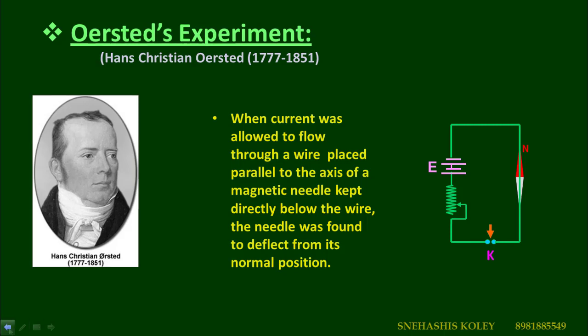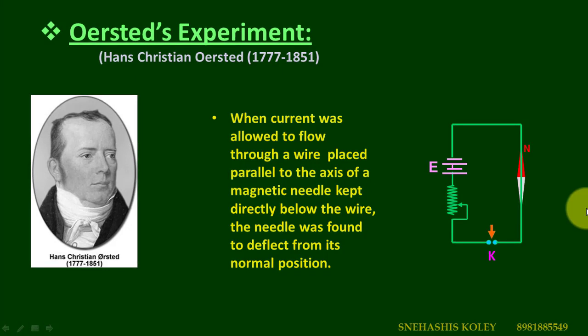The presence of a magnetic field at any point around the current carrying wire can be detected with the help of a compass needle. When the key is open, that is, no current passes through the wire, the needle points in the north-south direction, along the Earth's magnetic field, with the north pole of the needle pointing towards the north. In this position, the needle is parallel to the wire as shown in the figure.